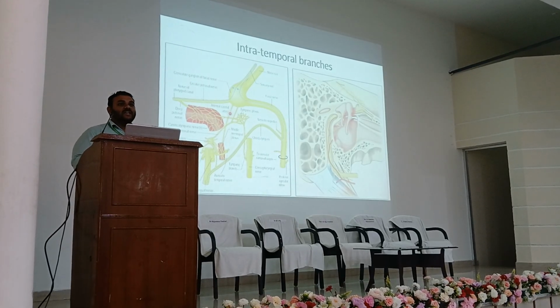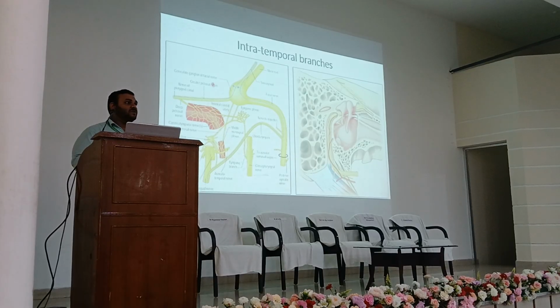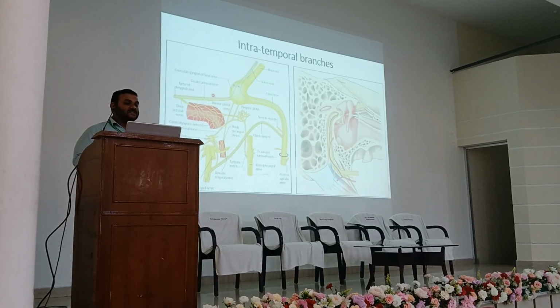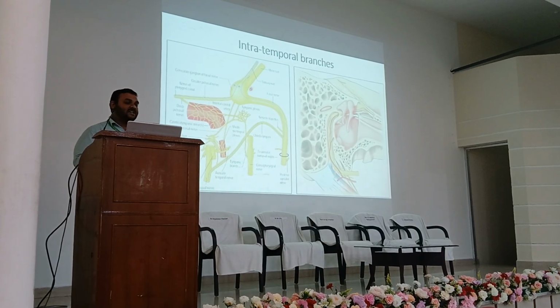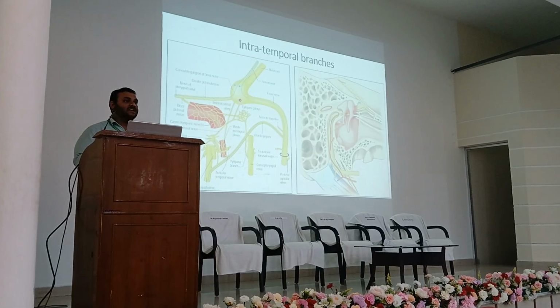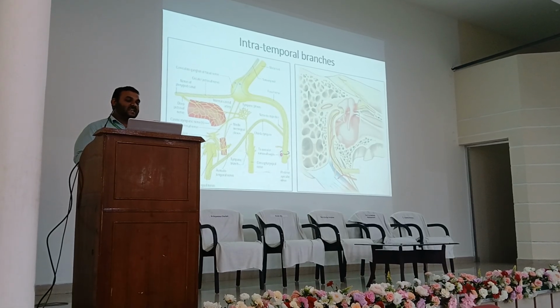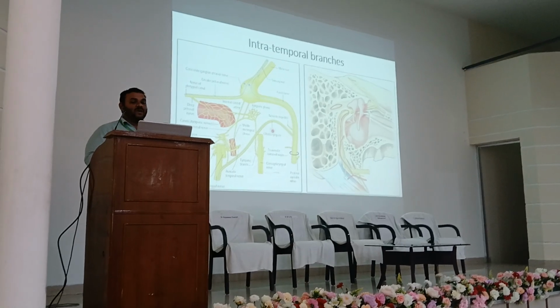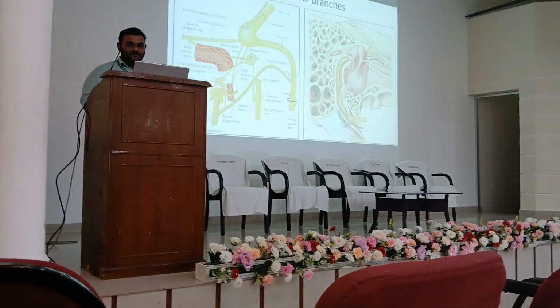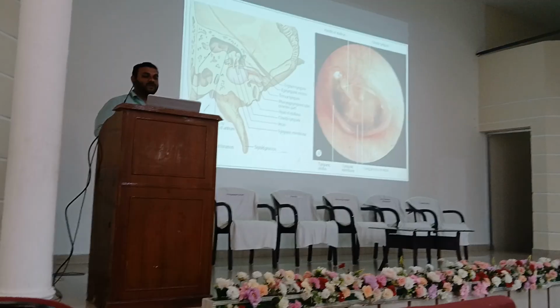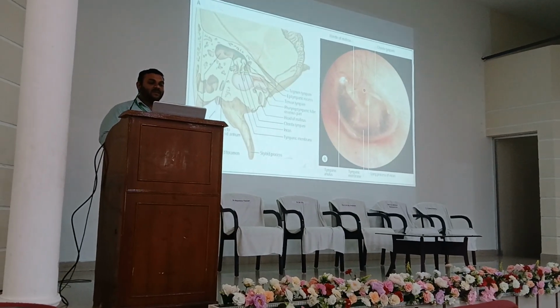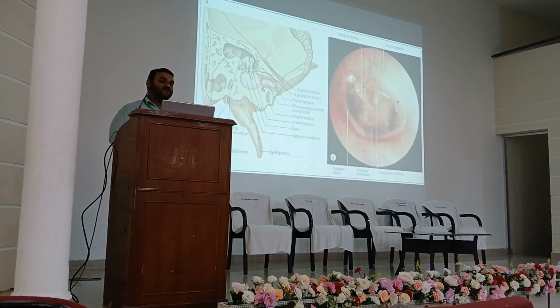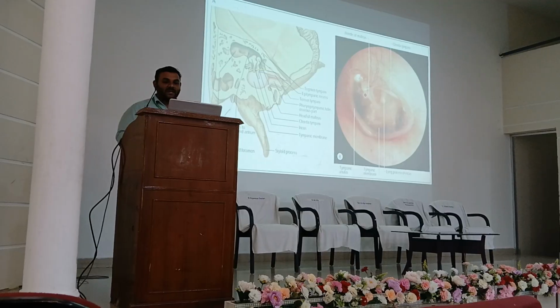The intratemporal branches. Intratemporally, the facial nerve gives three branches. One is the greater petrosal nerve, and this is the geniculate ganglion. One branch is the greater petrosal nerve, and the mastoid segment gives two branches: the nerve to stapedius and the chorda tympani nerve. This is an otoscopic view. You can see the chorda tympani nerve crossing the tympanic membrane at the neck of the malleus.